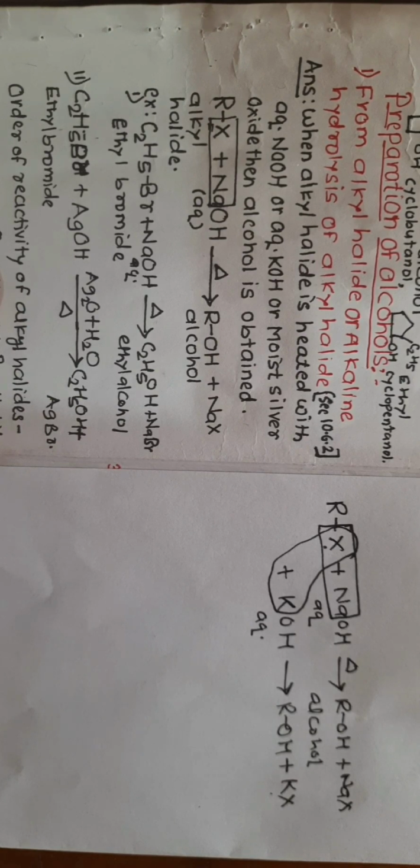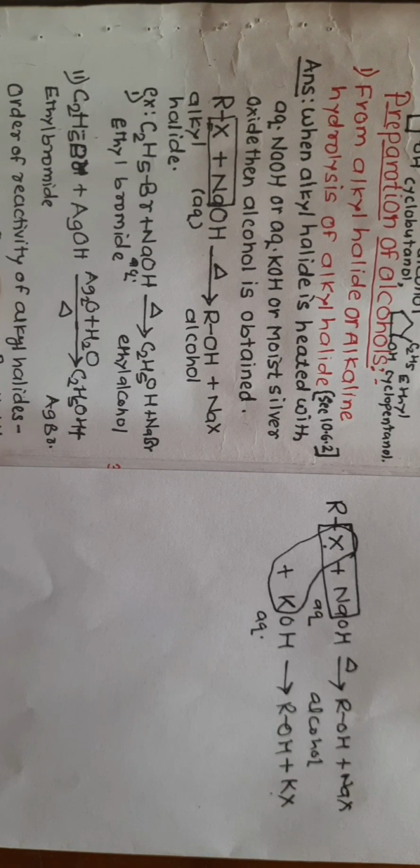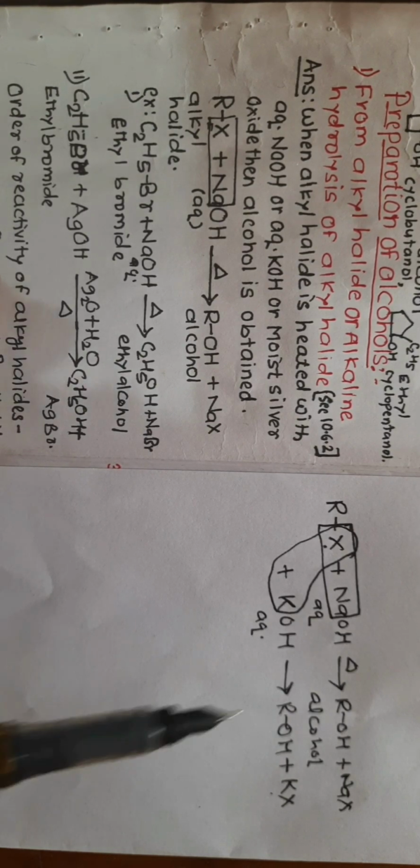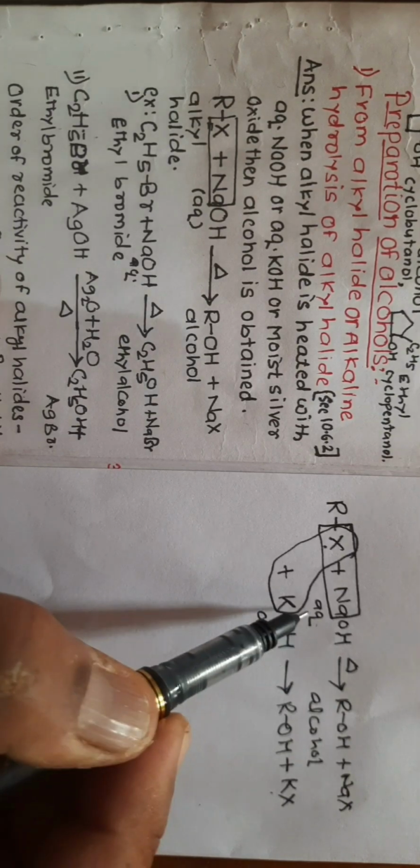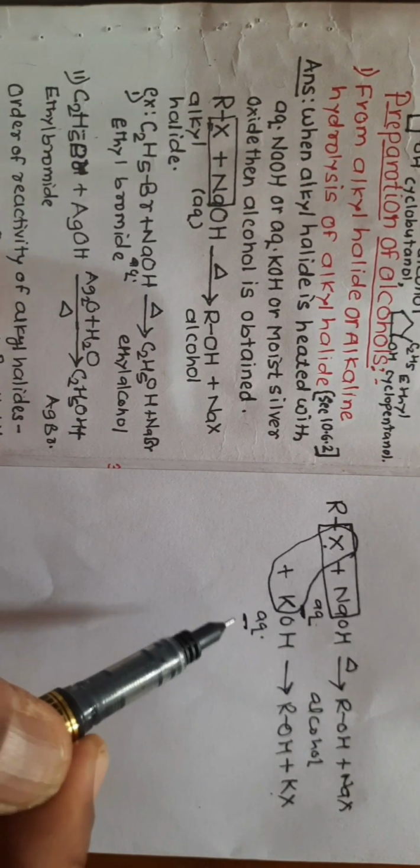If we take the KOH in an alcoholic medium, then an elimination reaction takes place and formation of alkenes takes place. That reaction is also included in our syllabus. We will see that reaction later on. It is important that we write here aqueous KOH or aqueous NaOH.